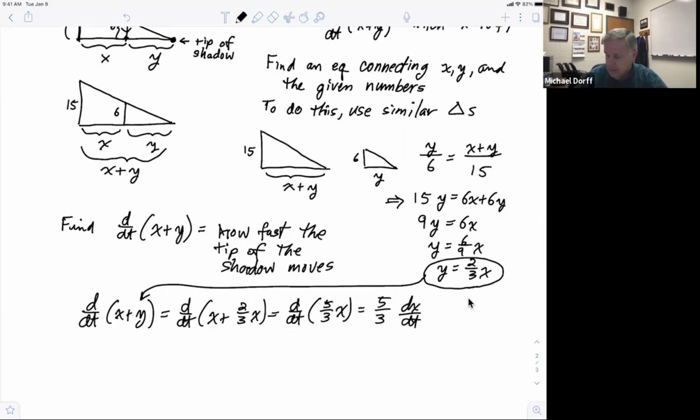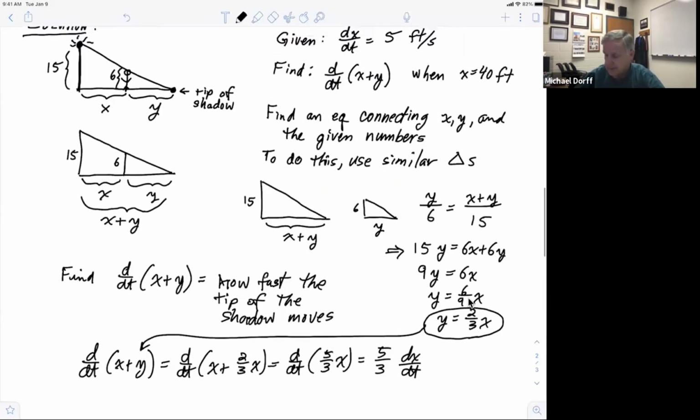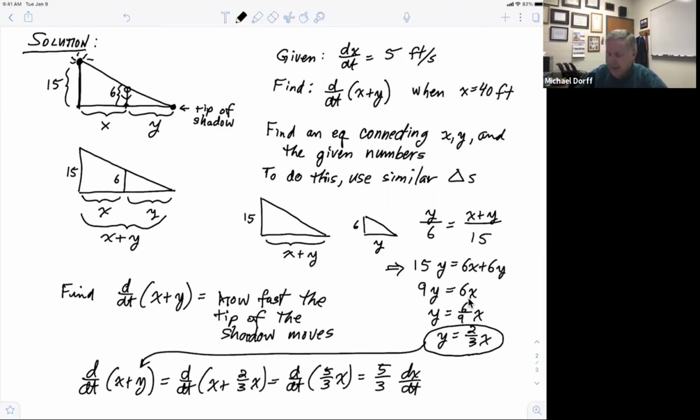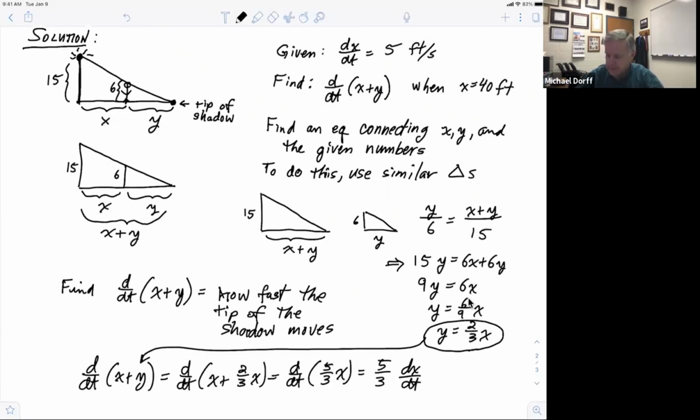Notice that I got a value for dx/dt in the original problem. And it makes sense that I don't want to keep the y in there because I don't have a value for dy/dt. So it makes sense that I need to get rid of the y and express it in terms of x so that I can use just dx/dt, since that's what's given to me.